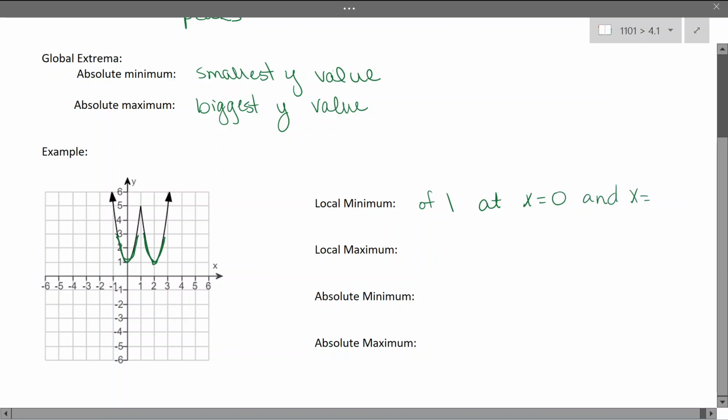and x equals 2. The local minimum value is 1, but I'm putting the "at" to mark where this minimum is happening.